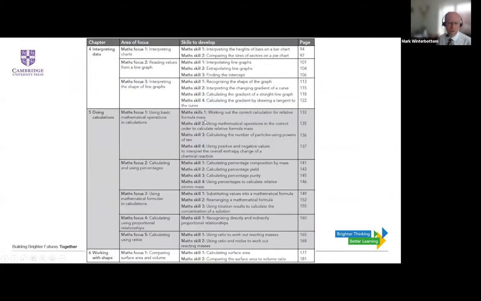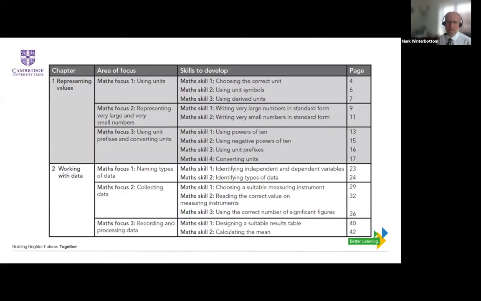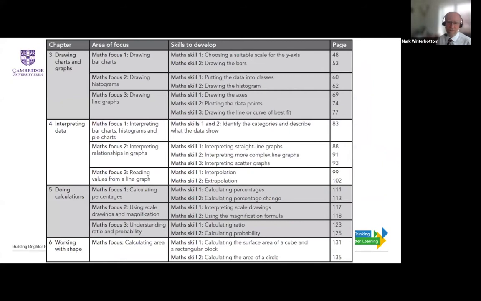Then we've got quite a lot in doing calculations within chemistry, but not very much at all in terms of working with shape. Then if we go to biology, it's perhaps a little bit more of an even spread. We've got almost exactly the same amount, I think, although it looks like a different slide as for chemistry. And then we've got a real similar balance across all of those areas. So biology, if you're a biologist, you seem to be the most well balanced in terms of maths.